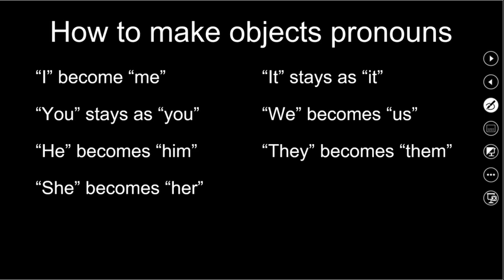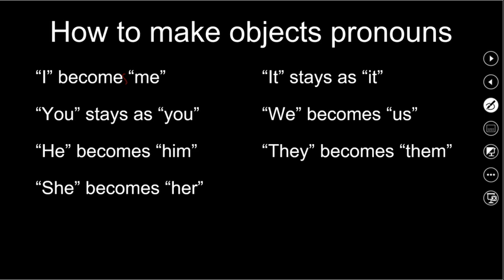I becomes me. I is the subject pronoun that we mentioned earlier on. So you can convert a subject pronoun to an object pronoun. The subject pronoun I becomes me. You, the singular second person subject pronoun, stays as you when it is an object pronoun. He becomes him. She becomes her. It stays as it. We becomes us. They becomes them.